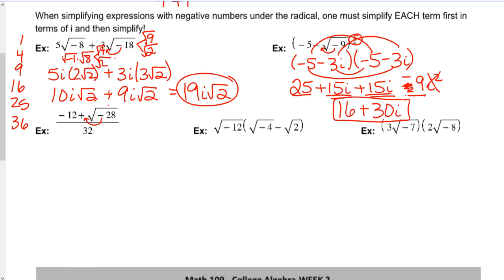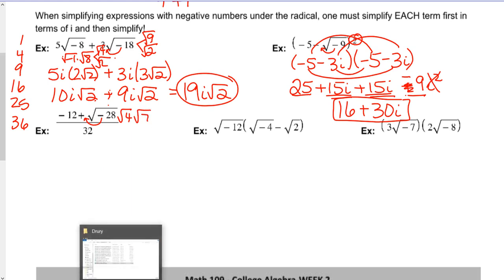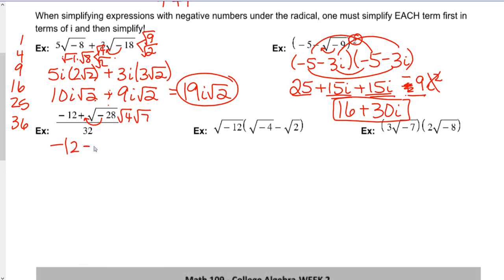All right, so I'm going to make that the square root of 4 times the square root of 7. And so I'm going to rewrite the 12. Plus, remember that I is going to come out, but I'm going to do the square root of 4, which is a 2. So I'm going to write that as 2i root 7 all over that 32.